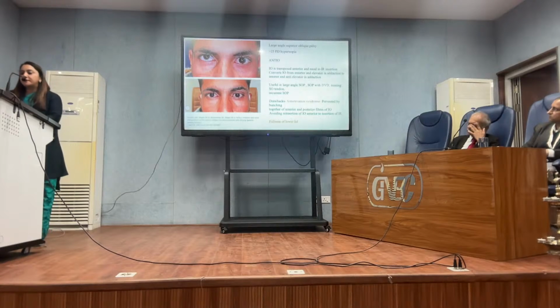A few drawbacks of anterior nasal transposition like anti-elevation syndrome or fullness of lower lip could be there. Anti-elevation syndrome can be prevented by bunching together the anterior and posterior fibers of inferior oblique while it's reinserting, and avoid reinsertion of IO anterior to insertion of IO.